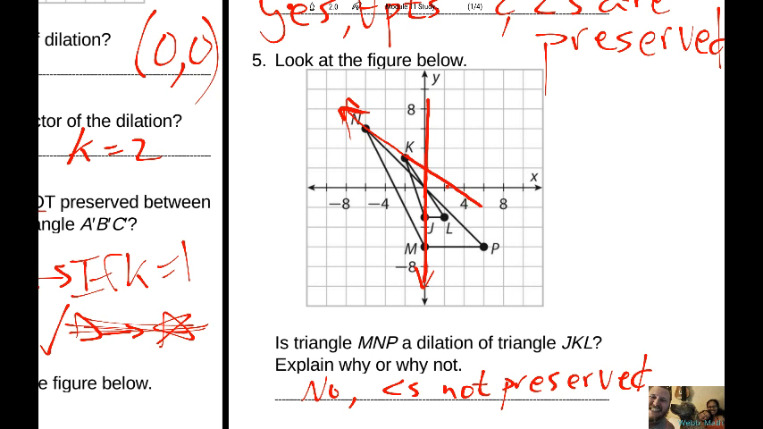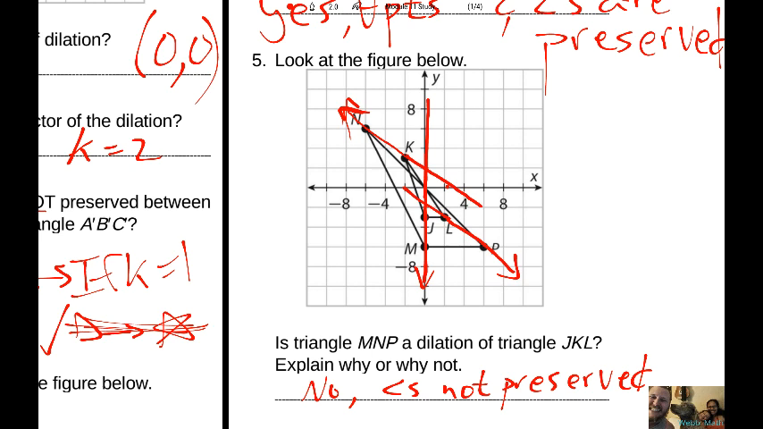But if you look at L and P, you went down 3 to the right 4. Okay, with that kind of vector direction, if you copied that, you would go somewhere over this way. Notice how the 3 lines are not intersecting all at one point, so they don't even share the same center of dilation.